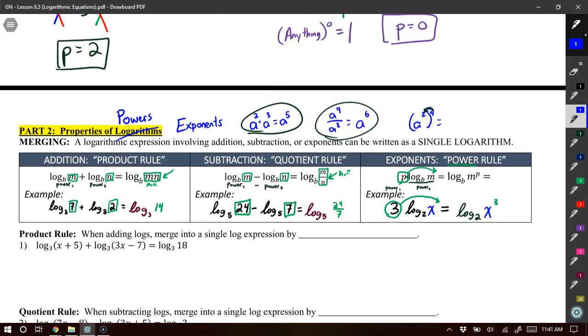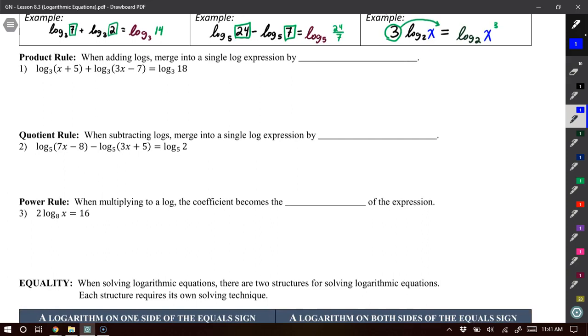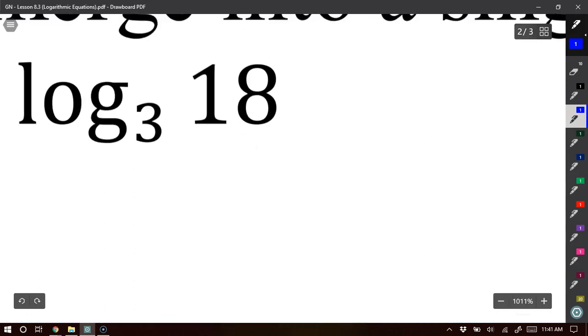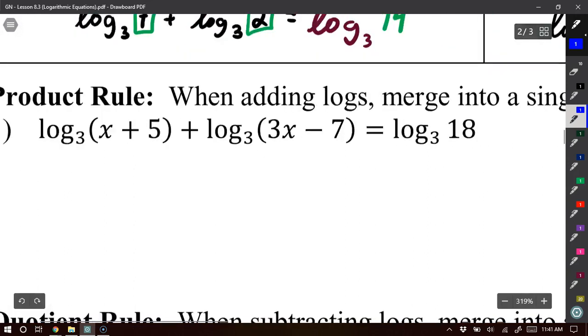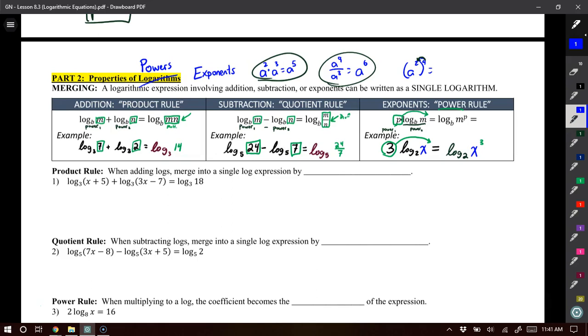So those are your properties of logarithms. They're used to merge expressions together because that's the only way we can solve, which is what part 3 deals with in this lesson. So in part 2, we're just going to practice this merging. We're going to practice getting them together because you can't have a plus sign, you can't have a minus sign, you can't have a coefficient. Not allowed. When you are solving logarithmic equations, it has to be one single log. It allows us to write it as one single log. So product rule says when you are adding logs, merge them into a single logarithmic expression by multiplying.